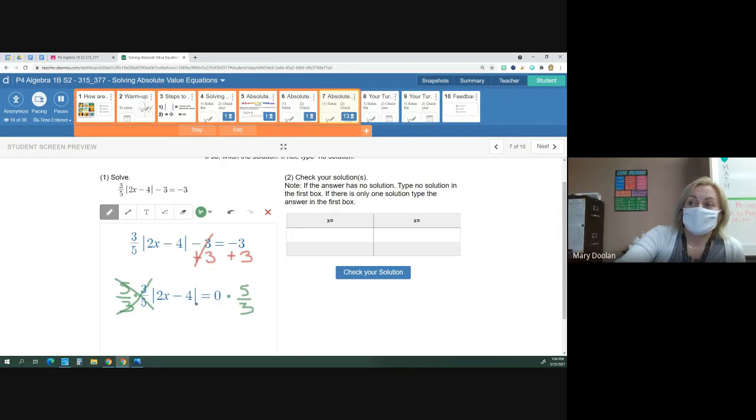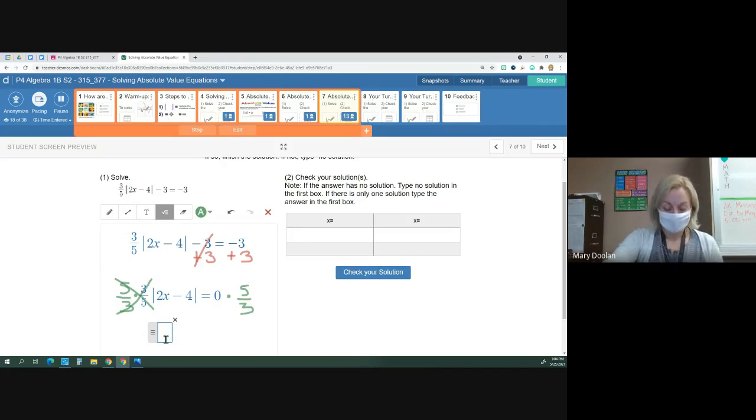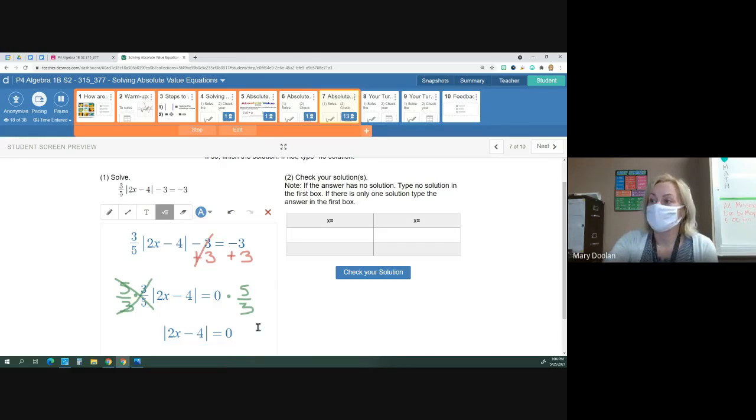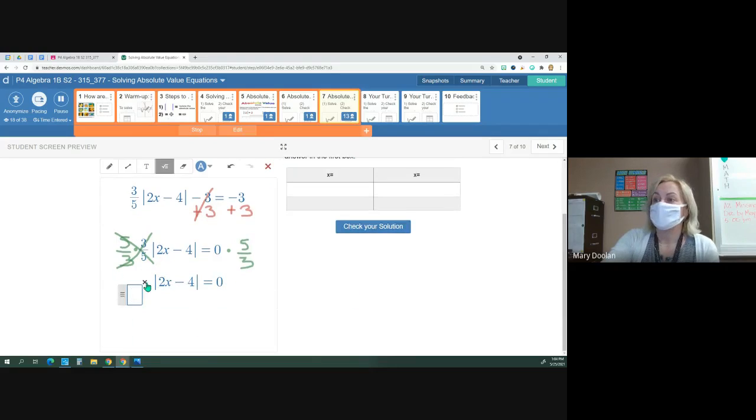The absolute value of 2x minus 4 is left. I'm just going to come up here and copy that part. And that's equal to 0 times 5/3. 0 times anything is 0. So I've gotten to the point where the absolute value is isolated. 2x minus 4 is by itself. It equals 0. That's okay. The absolute value could be 0.